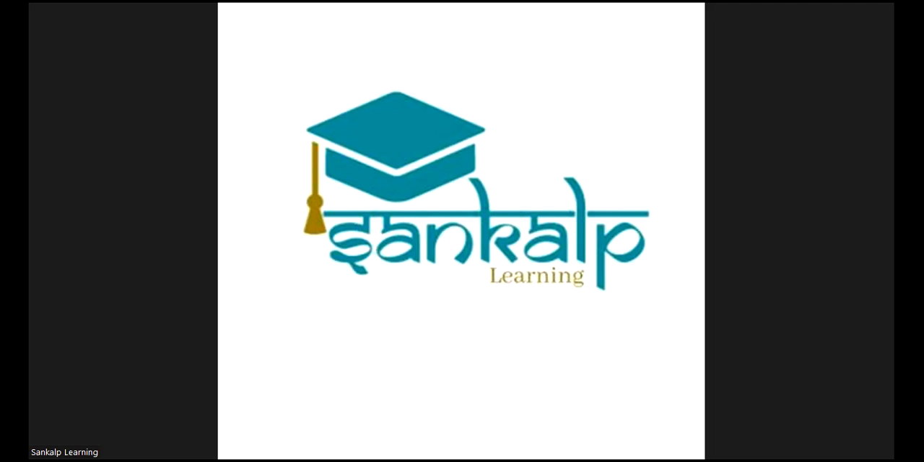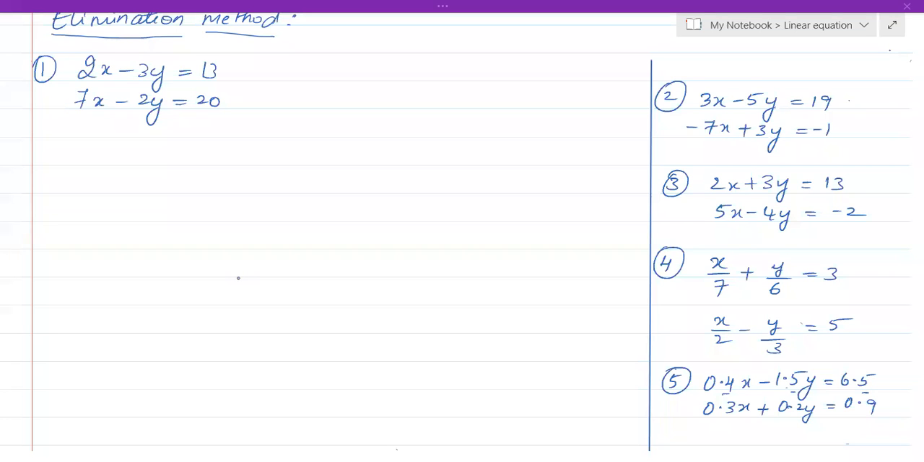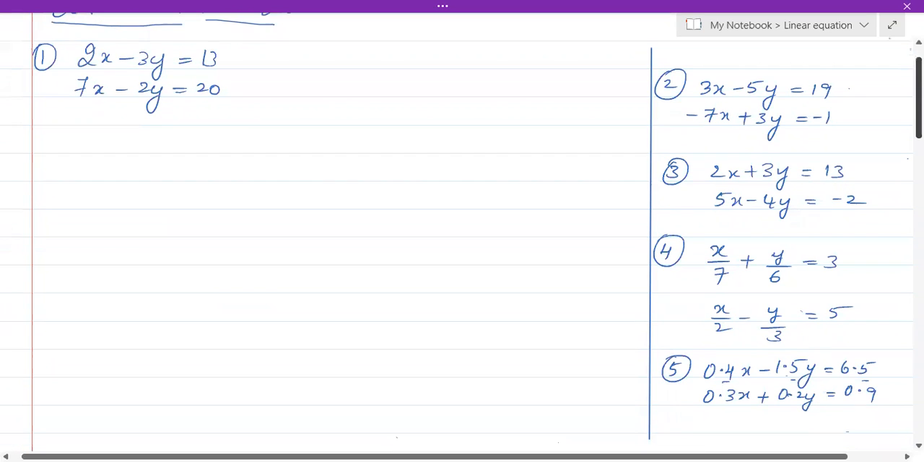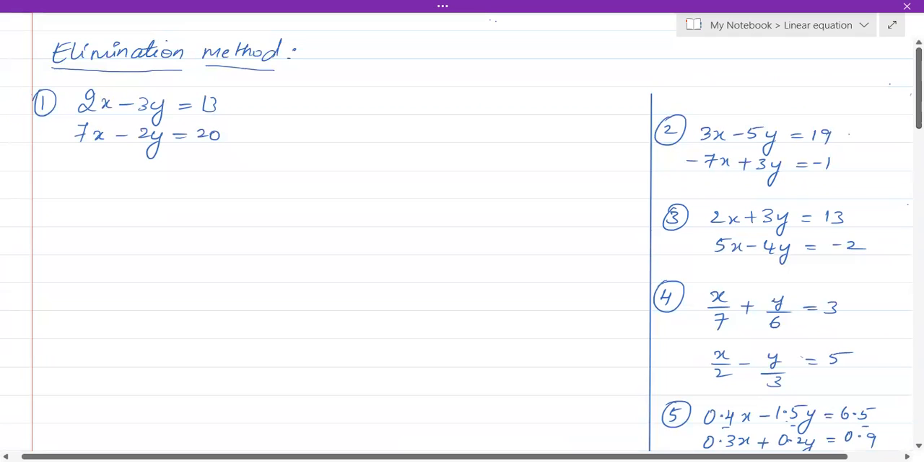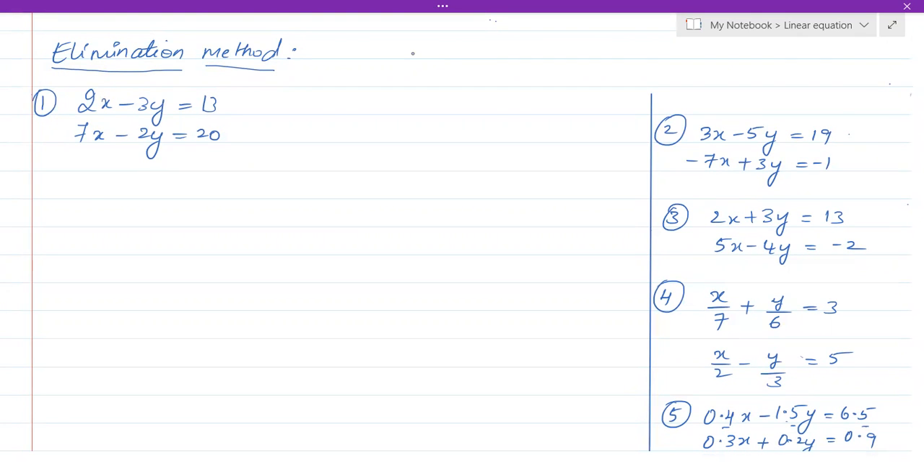Hello students. So we were solving linear equations in two variables using the substitution method. In today's video, let's learn one more method, that is the elimination method. The name itself indicates that we are going to eliminate something. We have got two variables, isn't it? Linear equation in two variables. Out of these two variables, we are going to eliminate one of the variables. That is why this method is known as the elimination method.